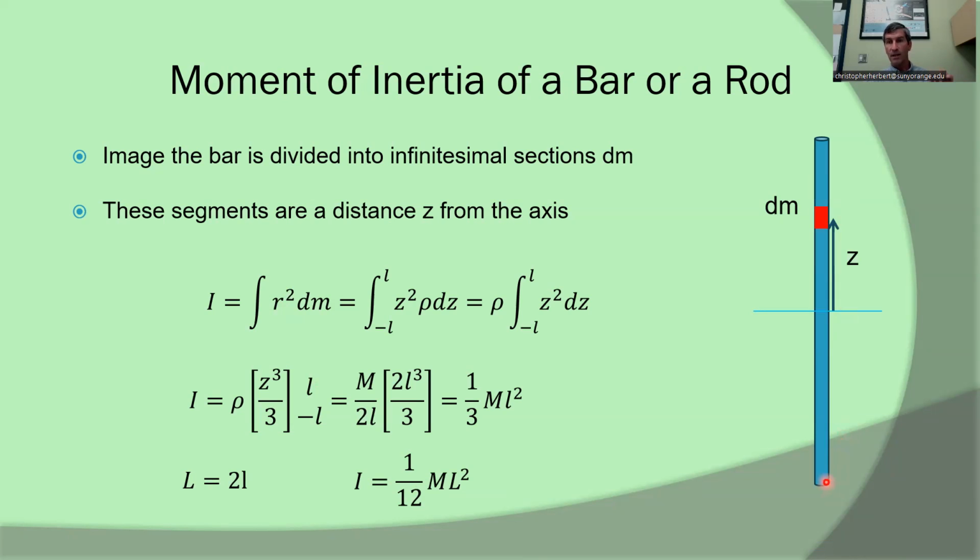Now, if I were just to rotate about the end, okay, just cut the other end off, I would get 1/3 ml squared for my moment of inertia. And you can see that 1/3 is much larger than 1/12. But it's obviously easier to rotate this bar around its center right there. Okay, let's go to something more complicated.